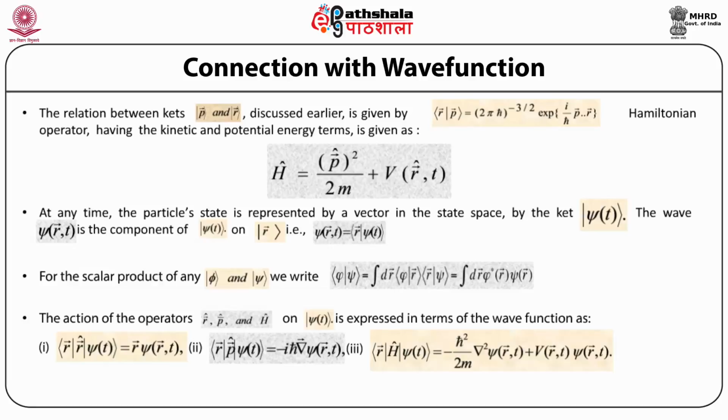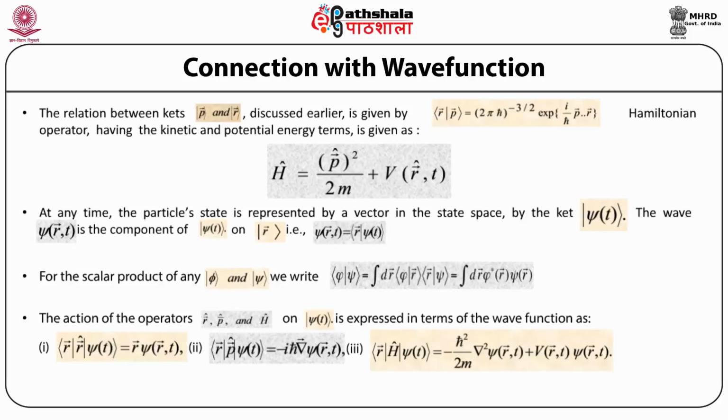Having defined these relations for the complete wave function as a function of both position and time, in terms of the position vector and the ket vector psi t, we are now in a position to define our scalar products between two different ket vectors for the wave function. So let us consider two ket vectors for the wave function, one is ket vector phi and the other is ket vector psi.